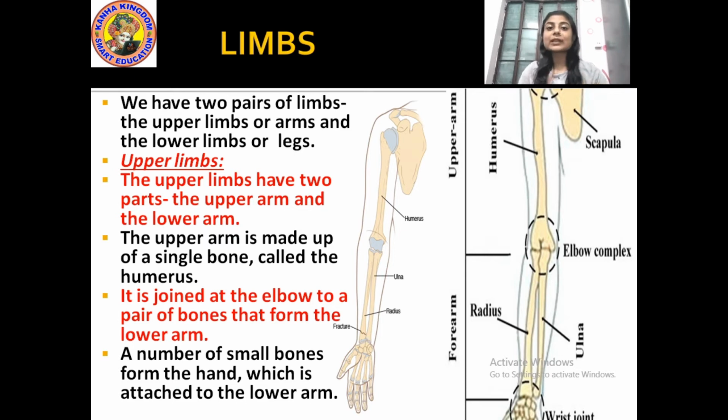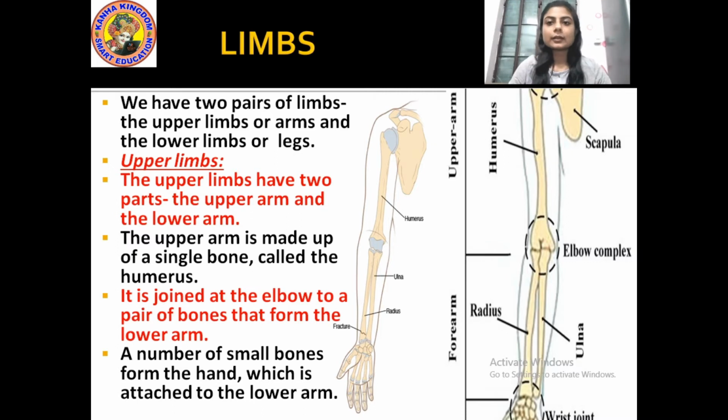The humerus is joined at the elbow to a pair of bones that forms the lower arm. You can see in the picture, it is written there. The humerus is joined with the elbow. The lower arm, which starts from the elbow to the fingertip, consists of two bones, called the radius and ulna. R-A-D-I-U-S, radius, and U-L-N-A, ulna.